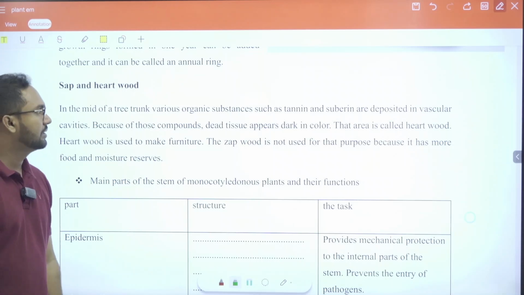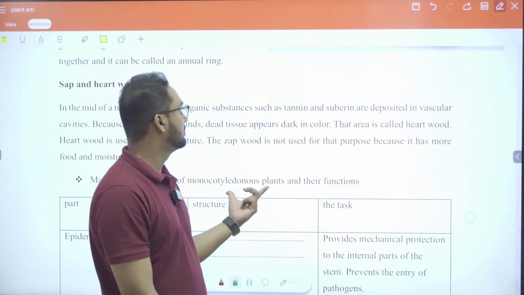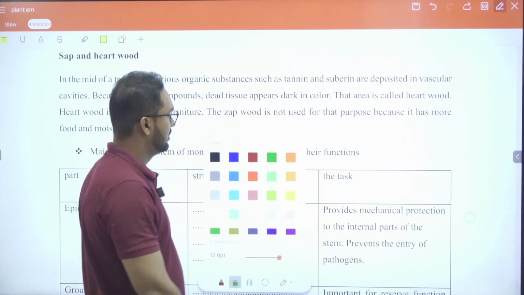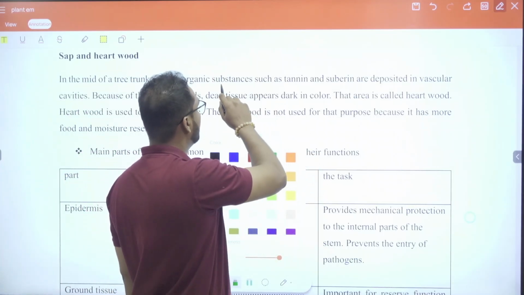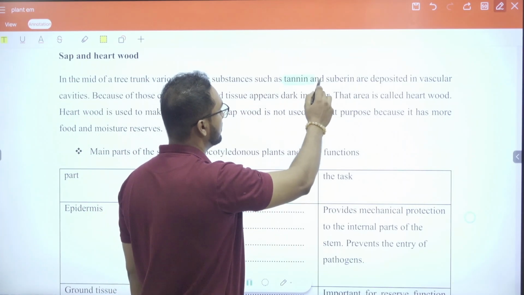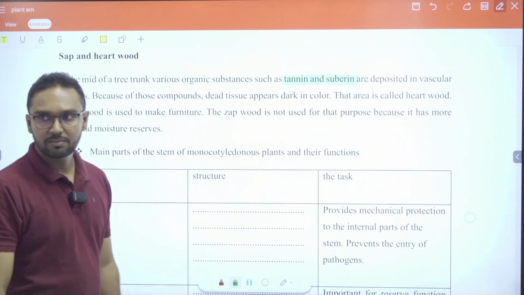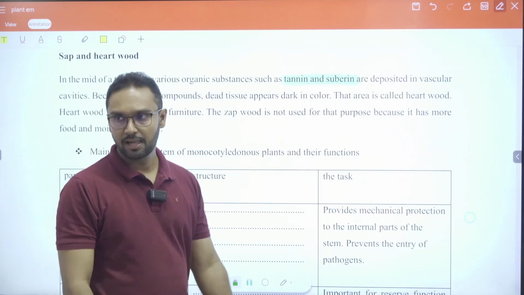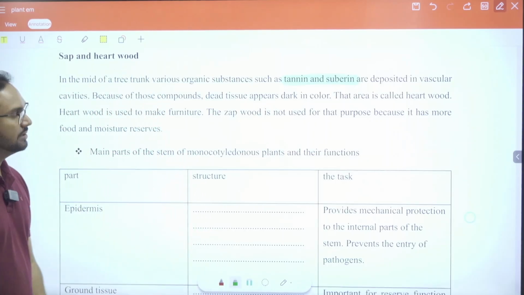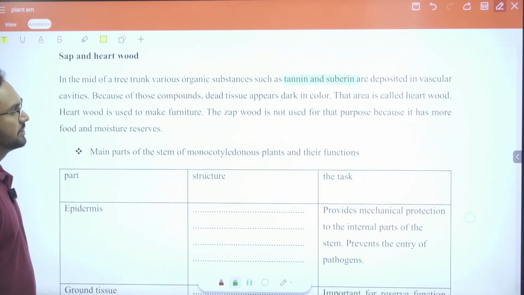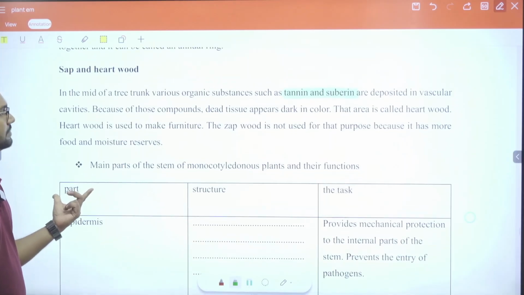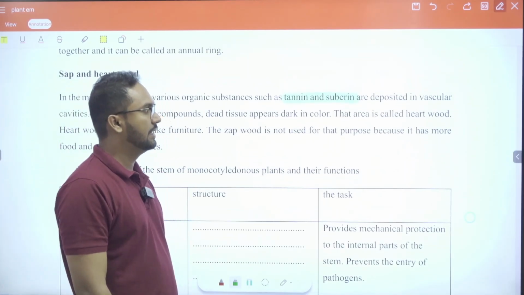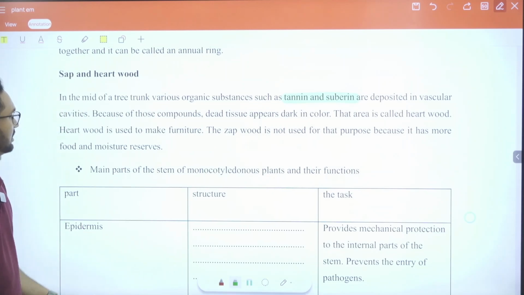So, sapwood and heartwood. In the middle of the tree trunk, various organic substances such as tannin and suberin, right? What are tannin and suberin? Those are secondary metabolites. Tannin and suberin are secondary metabolites deposited in vascular cavities. Because of those compounds, dead tissue appears dark in color. That area is called the heartwood, right?